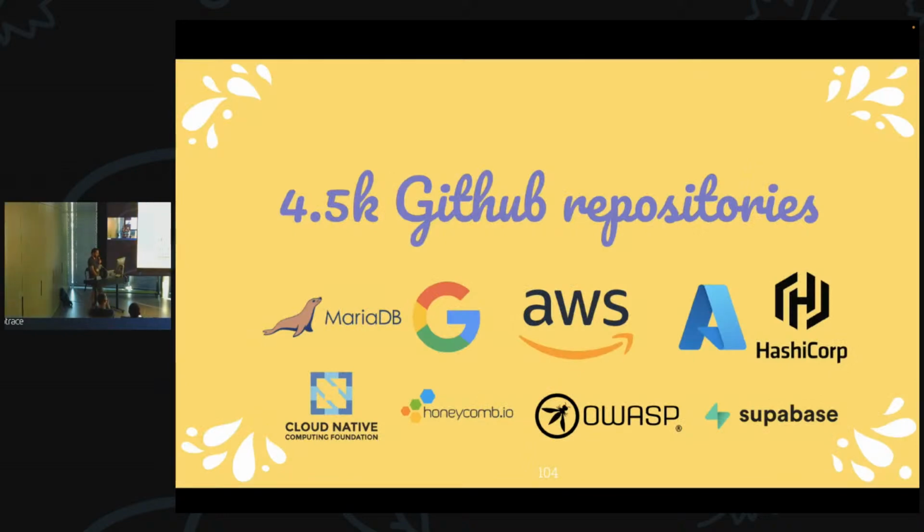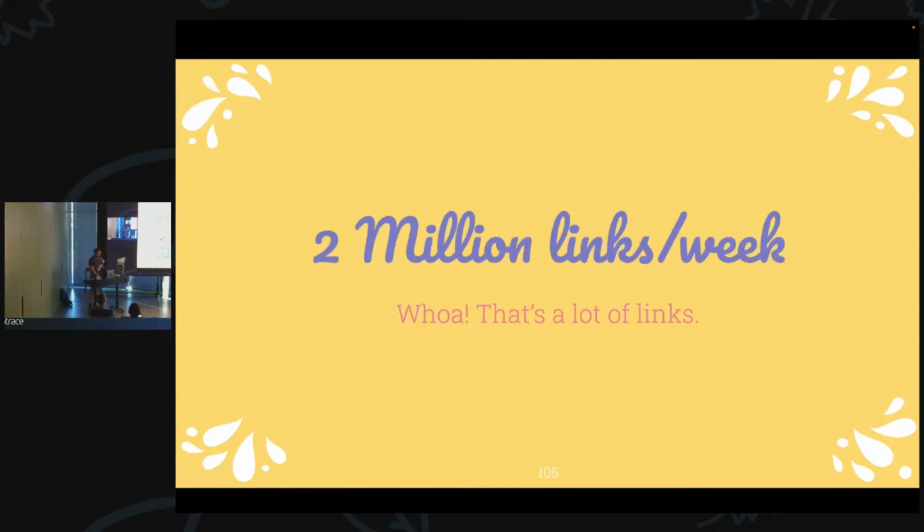Lychee is used by a lot of companies. You might not know by the number of stars. It only has 1,000 stars. And Abu gave me the 1,000th star just before this, and I told him that I will mention his name, so thanks, Abu. It is used by Google, AWS, Azure, HashiCorp, CNCF, Honeycomb, OWASP, Supabase, MariaDB. Lots of companies. And it also checks a lot of links. That's actually quite an old number. I haven't checked in a while, but that's my recent estimate from the public repositories. But I know a lot of people that use it in their own private thing.